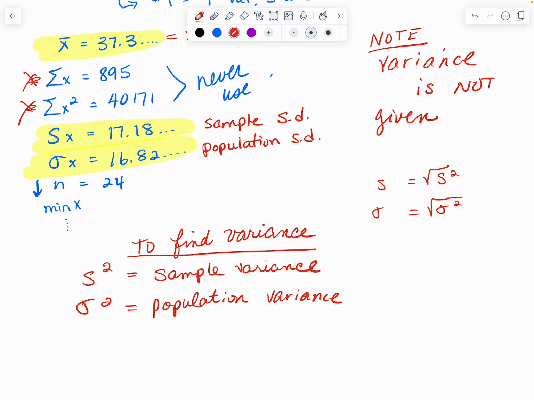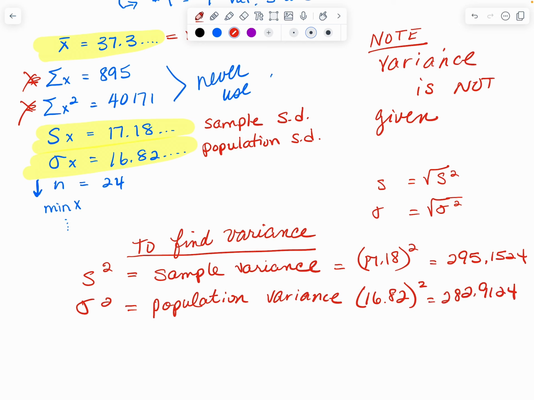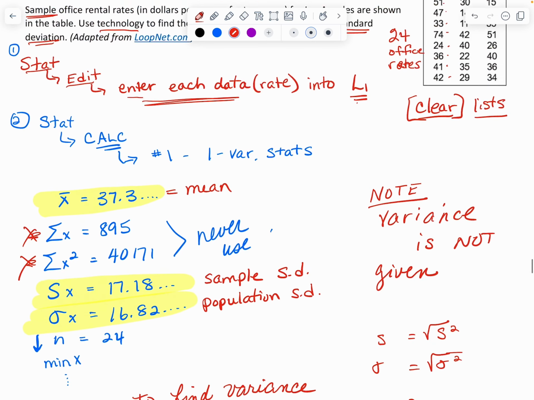So we have to actually square it on our calculator. So in this case, we would take the 17.18 and square it, or the 16.82 and square it to find my variance. So 17.18 squared would be 295.1524. My 16.82 squared would be 282.9124. So you have to work backwards.